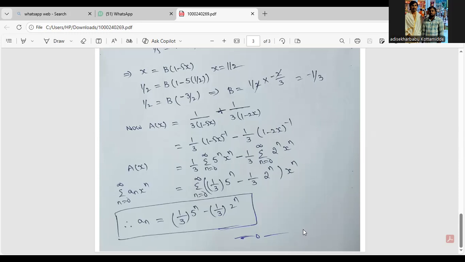This is the main solution of the given recurrence relation using generating functions. This is the general solution. Therefore, a_n = 1/3 × 5^n - 1/3 × 2^n.